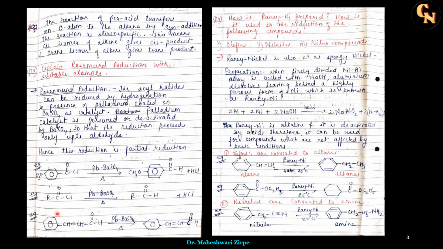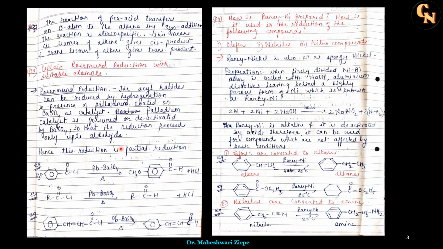Okay, so let us see one more example. A general reaction which I have shown here: RCOCl, that is acyl chloride. On the arrow if you see, it is Pd/BaSO4, that is the Rosenmund catalyst which is used. So you will be getting RCHO plus HCl.